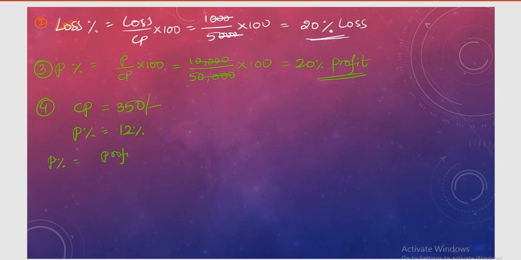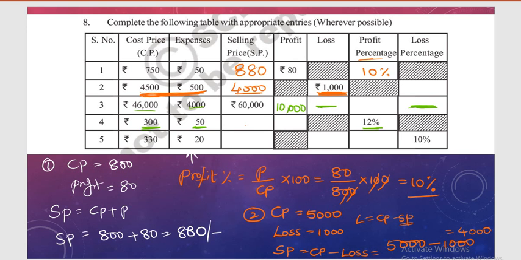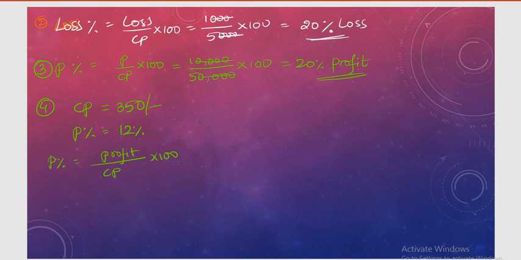The profit percentage formula is profit by CP into 100. But here, what do we need? We need the selling price, no? So since we need selling price, instead of writing profit in the formula, what can we write? SP minus CP. Okay, we can use this formula. So from this, profit percentage is 12.